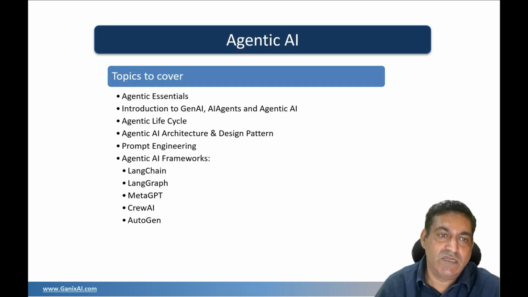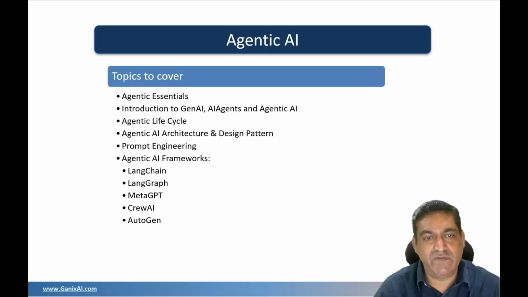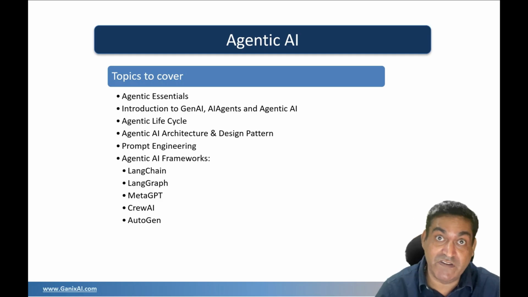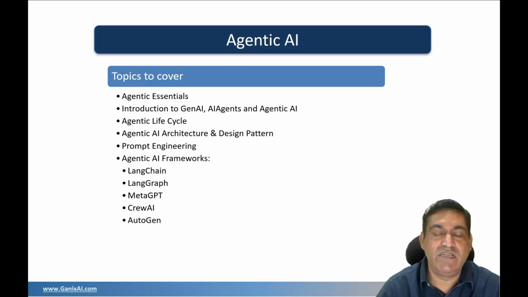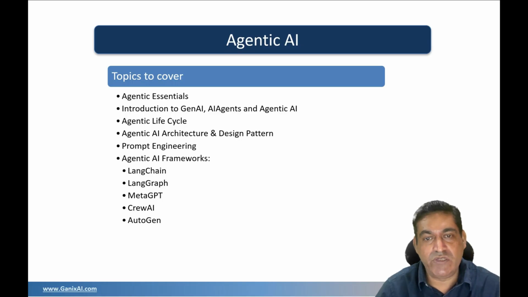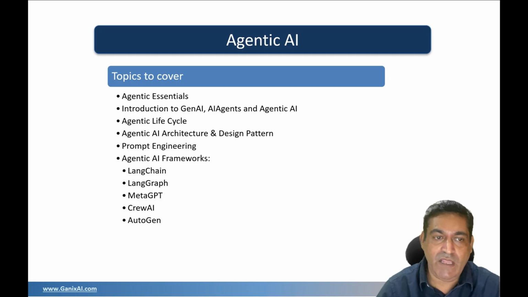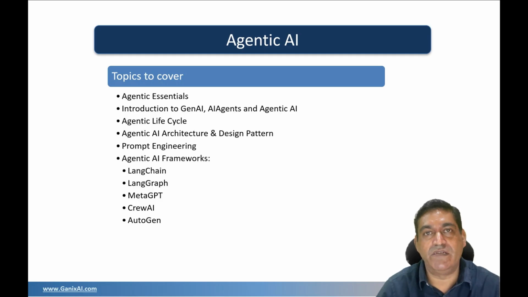In this series, we will be covering all the key topics you need to master Agentic AI. We'll start with Agentic Essentials, where we will understand the introduction of Gen AI, AI agents and Agentic AI and what the difference between them is. Then we'll go through the Agentic Lifecycle, like how an agent thinks, plans and acts. We will also explore RAG, retrieval augmented generation, which is one of the most important techniques in modern AI. After that, we will look at the Agentic AI architecture and design patterns, and then we'll have a deep dive into prompt engineering.